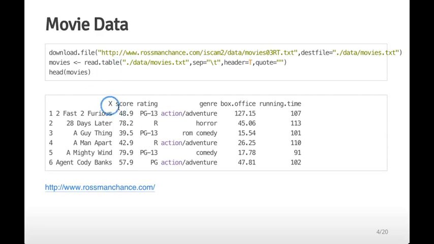And if I look at the data set, I actually see that it has the titles of the movies. So these are sort of famous movies. And then they have their score on Rotten Tomatoes as well as their rating, so PG, G, PG-13, and R. The genre that the movie comes from, the box office gross, as well as something about the running time.